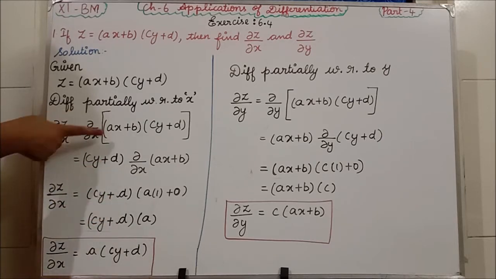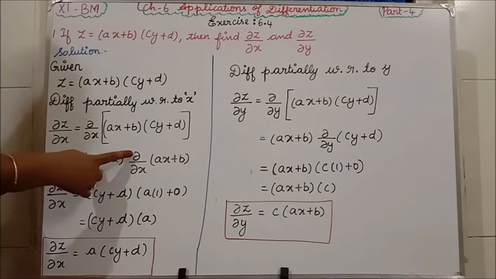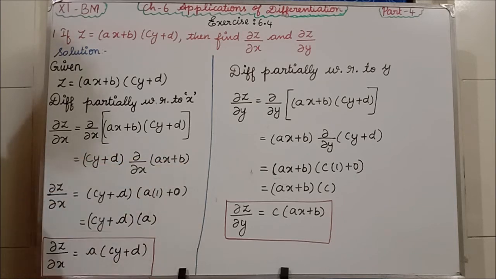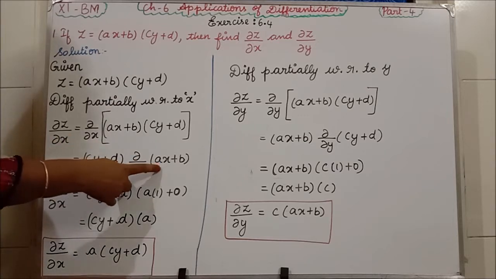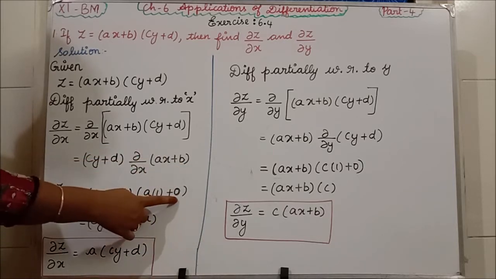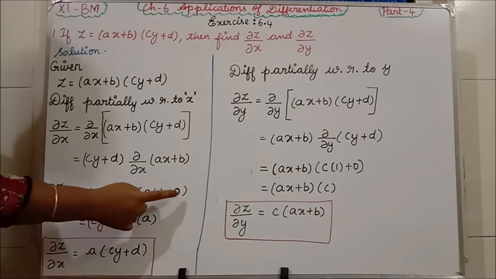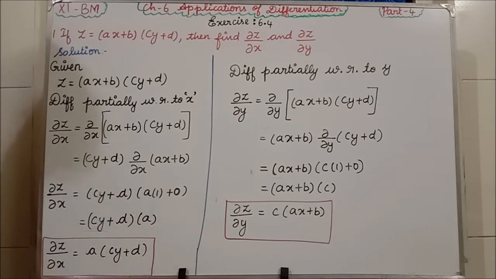Then dou by dou x of ax plus b I have written. The next step, cy plus d I have to write as such, dou by dou x of ax plus b. This ax plus b I have to differentiate with respect to x. X if you differentiate, what will we get? 1. B is a constant, so if we differentiate, 0. So (cy plus d), a into 1 is a, plus 0 is a only. So dou z by dou x is a times (cy plus d). Students, do you feel this is easy?